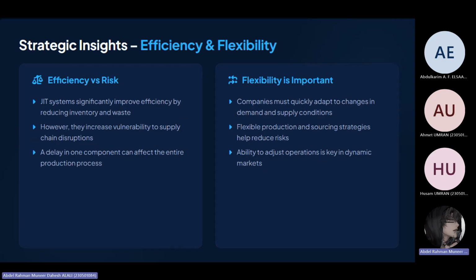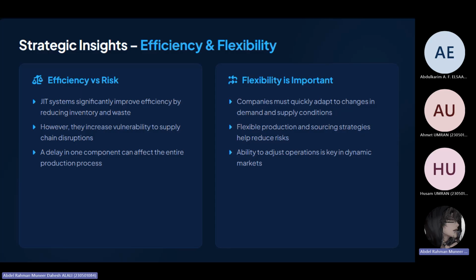Now, efficiency and flexibility. On this slide, I'm presenting the key strategic insights from Ford's operation. First, looking at efficiency versus risk. The just-in-time system helps Ford significantly improve efficiency by reducing inventory levels and eliminating waste. However, there is also an increase in the company's vulnerability to supply chain disruptions, since there is very little buffer stock. That means even a small delay in one component can affect the entire production process.